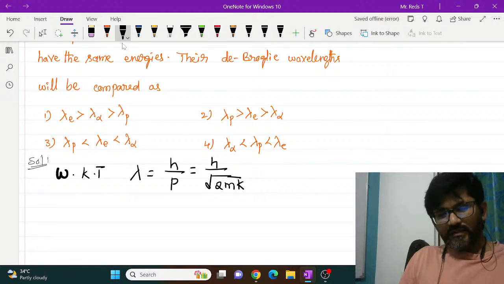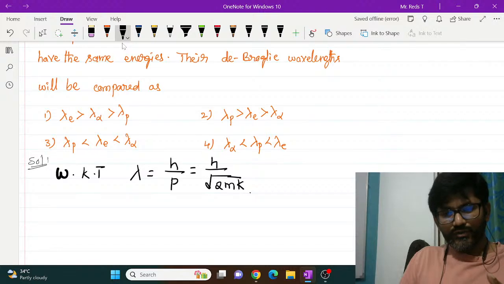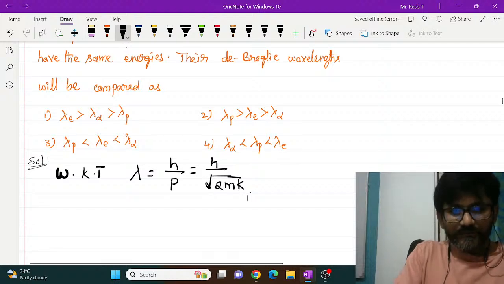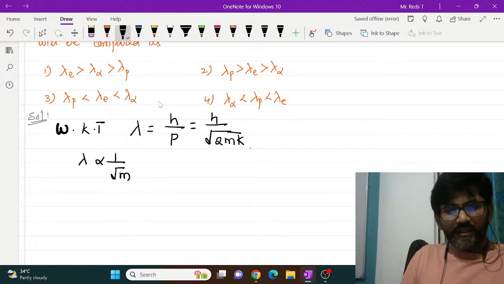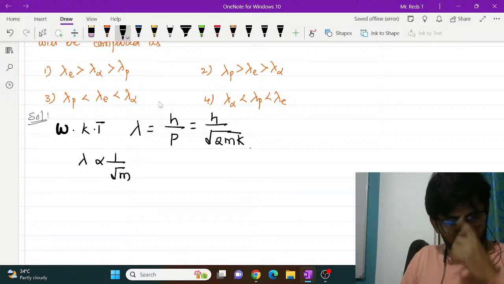h is Planck's constant, which is a constant, and all particles have the same kinetic energy, as given in the question. So h and K are constant, 2 is a number, so the only variable parameter is mass, m. So from this we can say lambda is proportional to 1 by root m, and there are 3 particles: proton, electron and alpha particle.